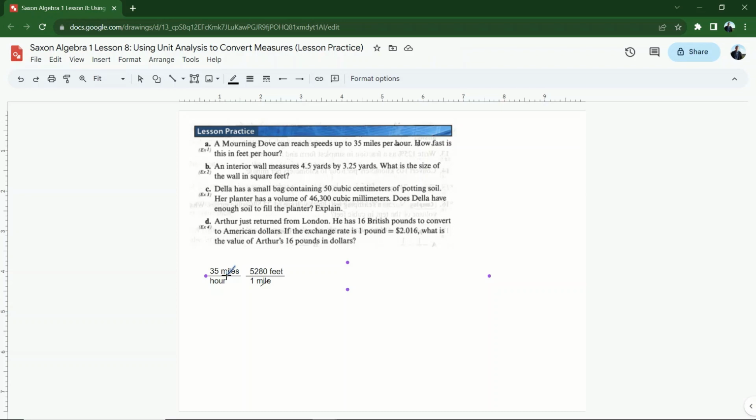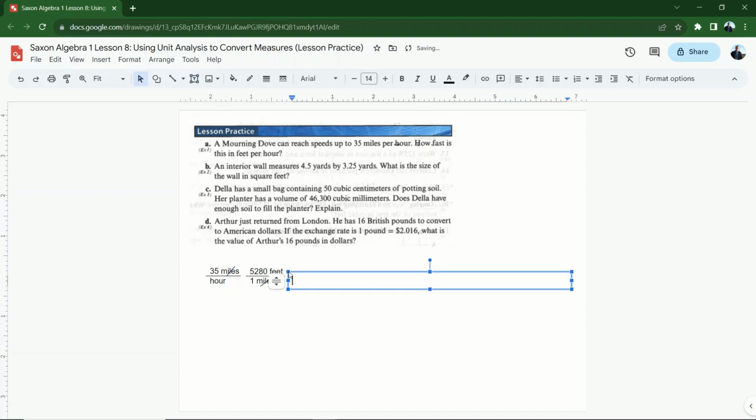Now I'm not going to waste your time doing this on screen. I've done so many of these on screen. You know how to do long multiplication. So I'm just really quickly going to calculate and check this one. It's just 35 times 5,280 gives me 184,800. So when I multiply these, it equals 184,800 feet per hour.